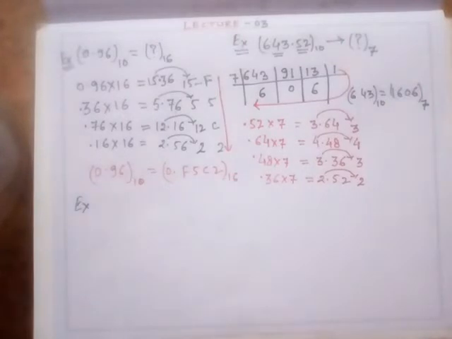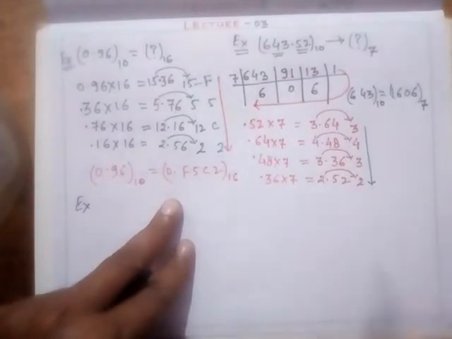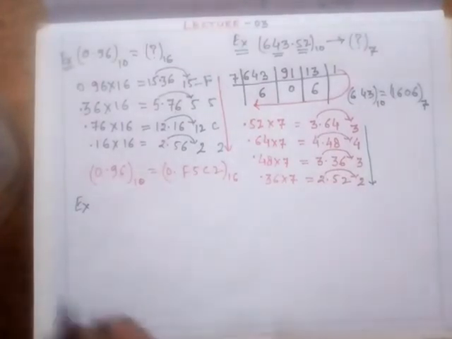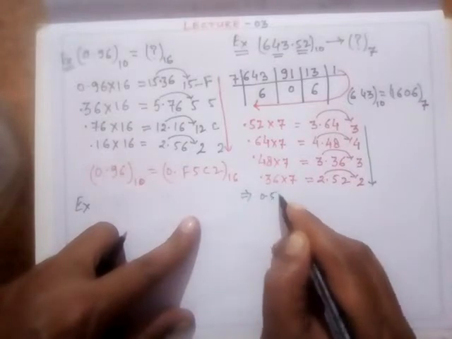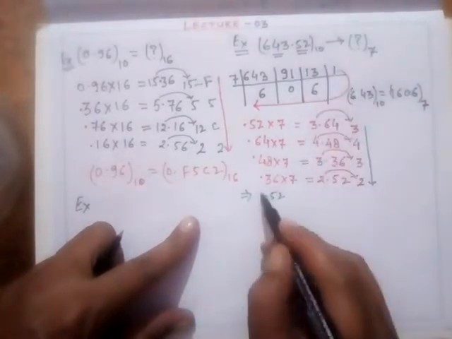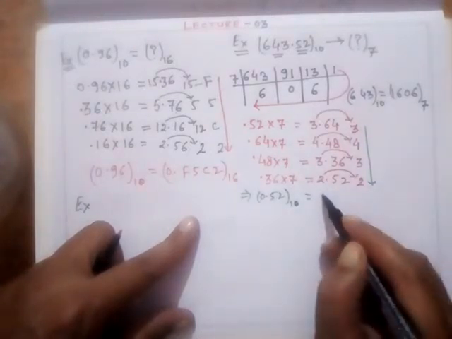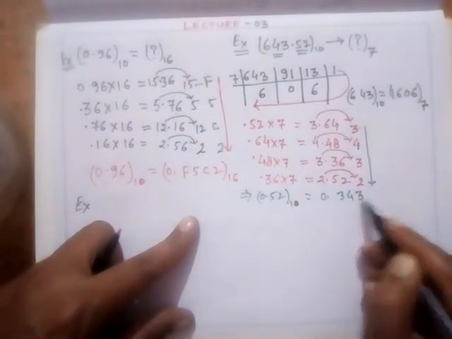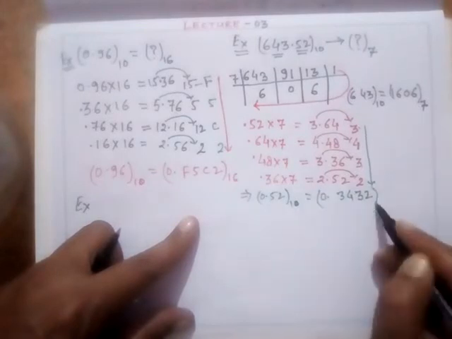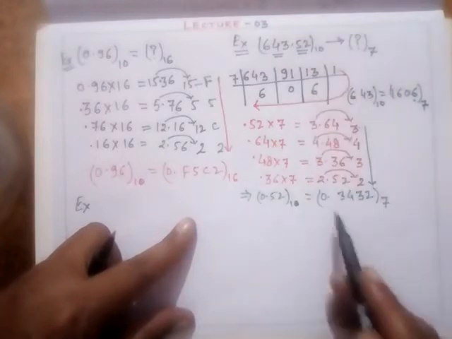And now I simply write this in the forward order. So finally I can say that this 0.52, that is the fractional part, 0.52 in base 10 is equal to 0.3432 in base 7. So overall 643 corresponds to this and 0.52 corresponds to this.